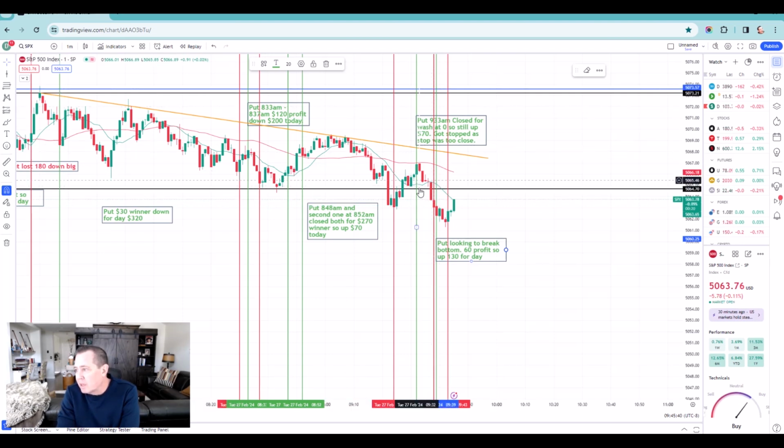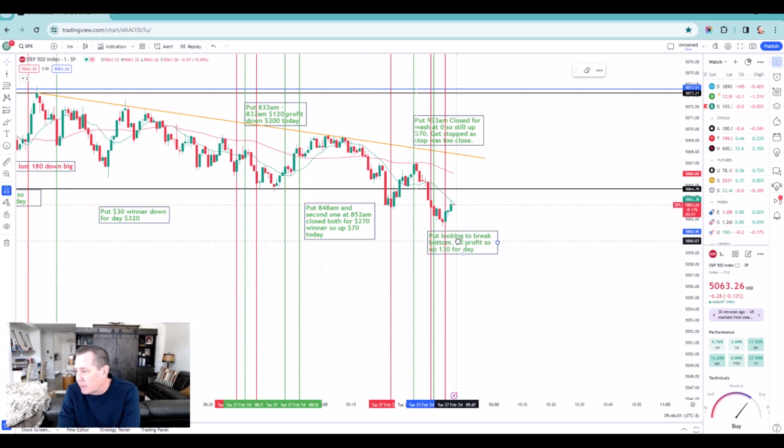I drew a trend line, but when we had this jump up, I put one on, but then got washed out earlier. Otherwise, I would have had a big win. Put another one on right here because we were breaking this low for the day. Once we broke through that, I put it on and got stopped out right here. That was the $60 winner.